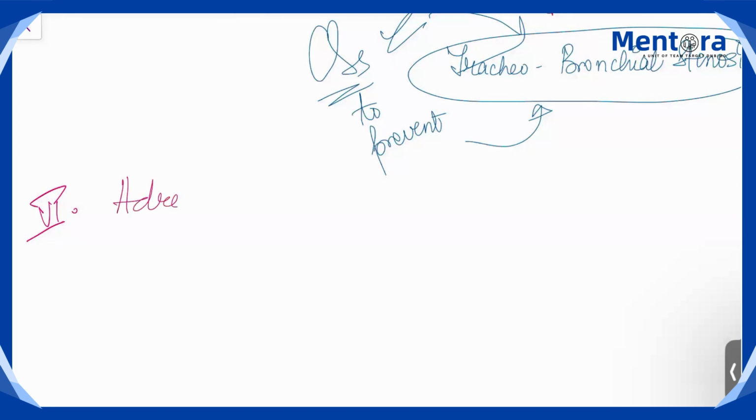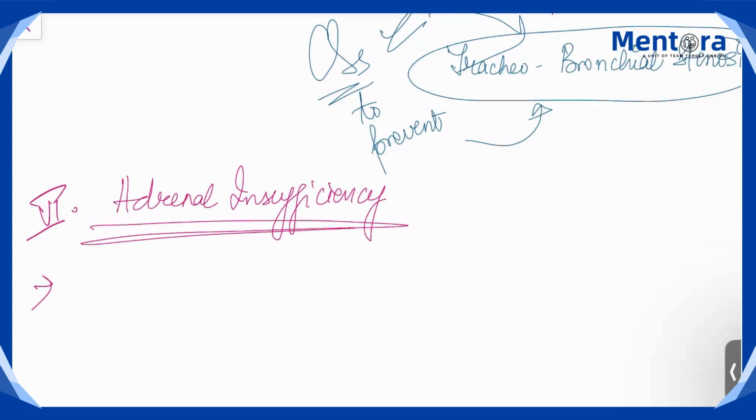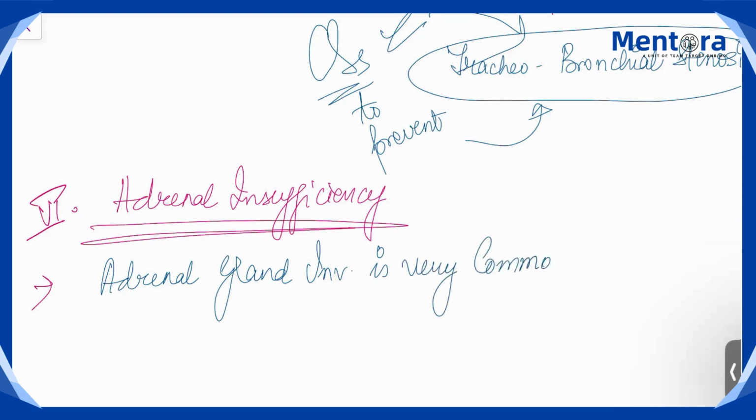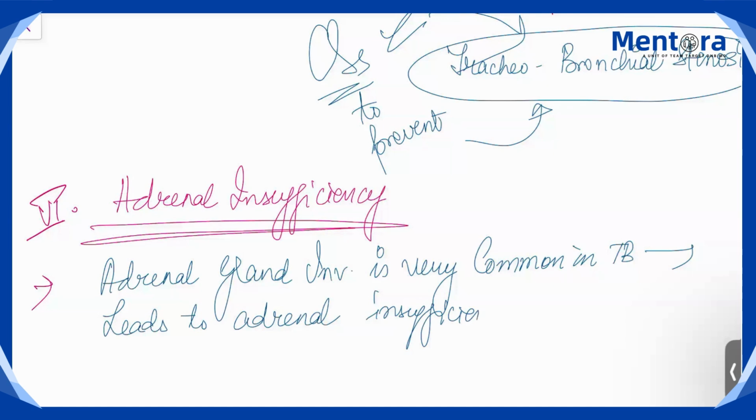6th is adrenal insufficiency. So very commonly the adrenal glands are involved in tuberculosis. So adrenal gland involvement is very common in tuberculosis, and this leads to adrenal insufficiency, and this adrenal insufficiency may ultimately lead to Addisonian crisis.